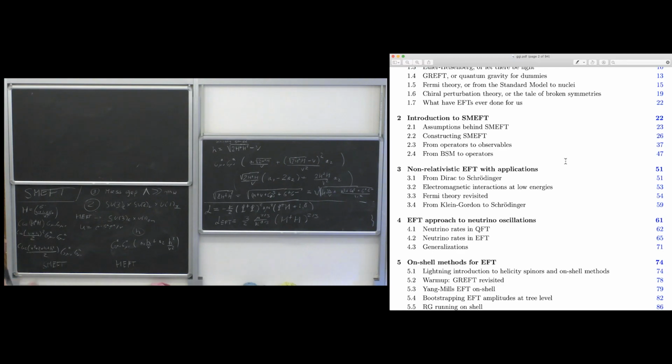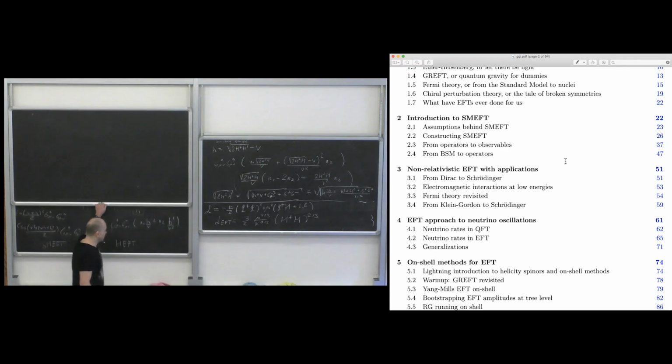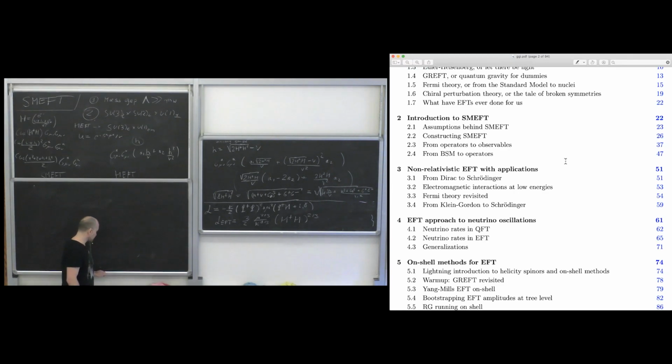And when you commit to SMEFT, you sort of assume that your UV completion is of the decoupling type. And that is the assumption that you're really making when you choose to impose the complete gauge symmetry on your Lagrangian. Okay, so let's build the SMEFT Lagrangian.